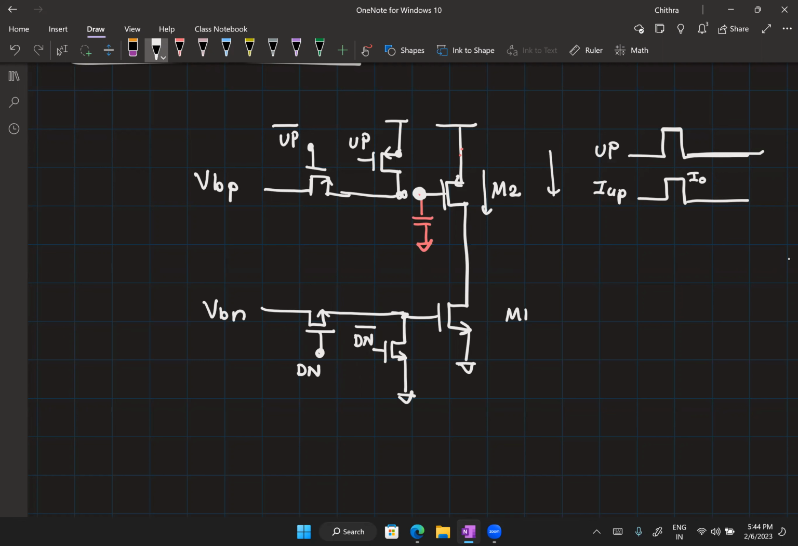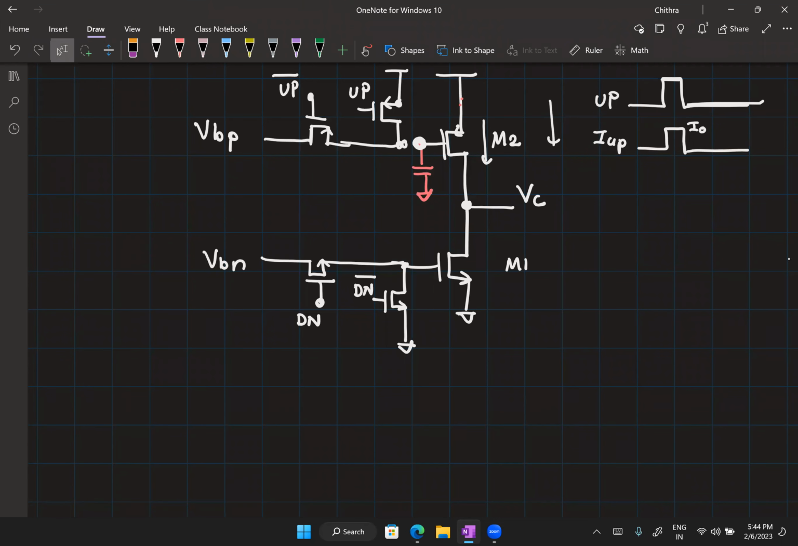Okay, all right. So now quickly tell me the range for VC. What is the minimum and maximum value that VC can take such that M1 and M2 still act as a current source? So tell me the minimum value. VG minus VTH of 1. So what is the value of VG now? VBN, right? So this is VBN minus VTH1. Okay. And this voltage will be? So VBP plus mod of VTH2.